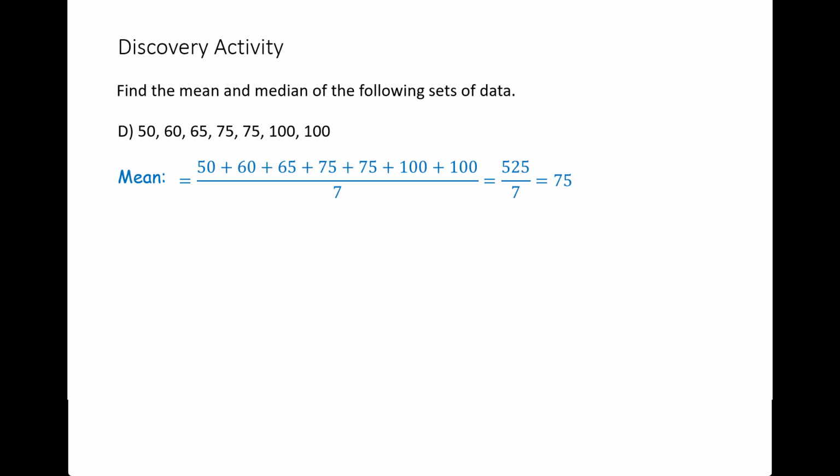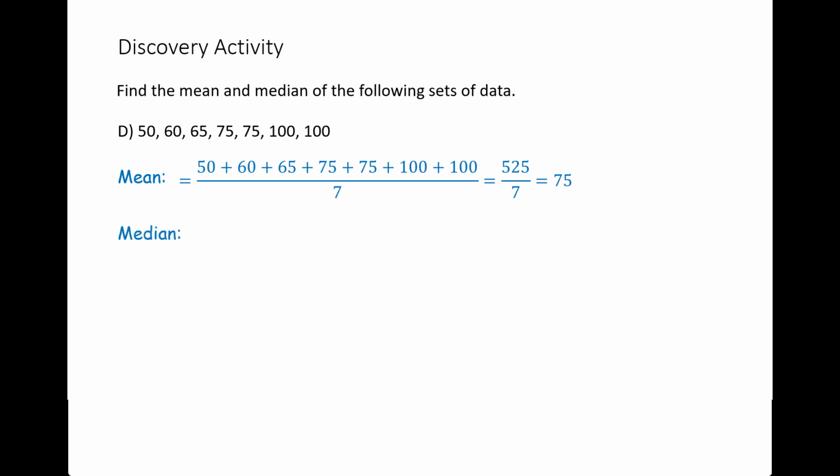Part D, the data 50, 60, 65, 75, 75, 100, 100. Compute the mean. The mean is the sum of all of the data items divided by the number of items. There are 7 items. Let's add up each of the data items together. The sum is 525, and we'll divide that by 7. The quotient is 75.